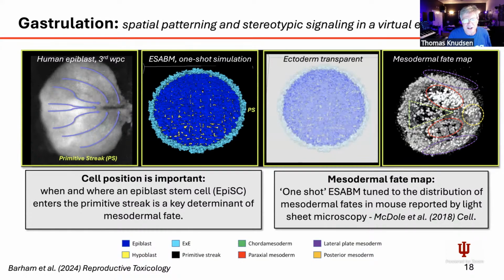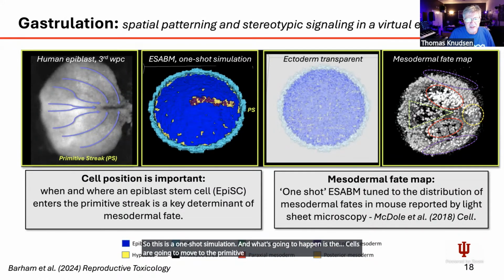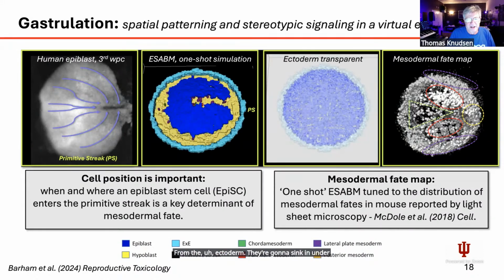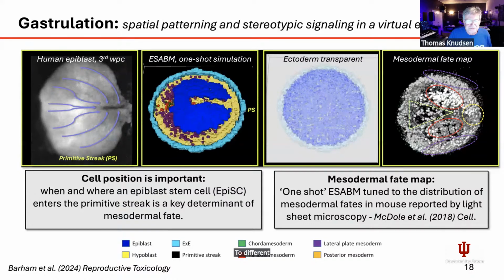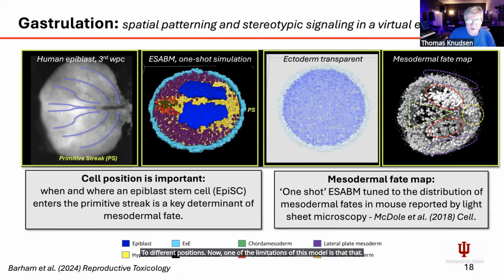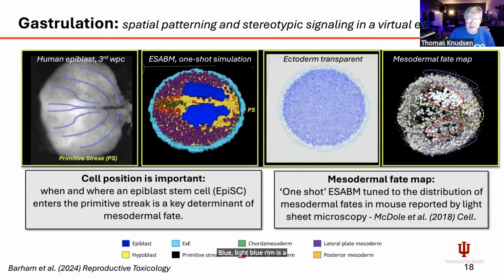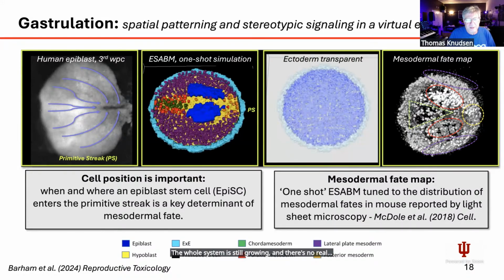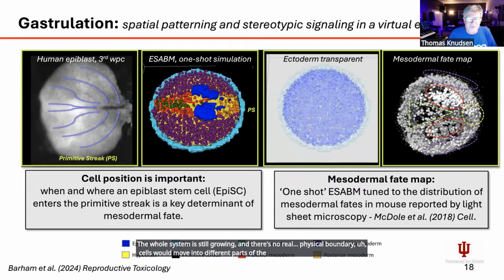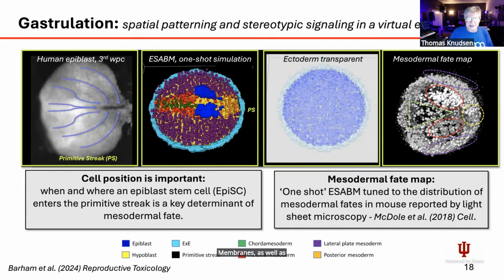So this is a one-shot simulation. And what's going to happen is the cells are going to move to the primitive streak from the ectoderm. They're going to sink in under the ectoderm and migrate to different positions. Now, one of the limitations of this model is that that light blue rim is a physical boundary. In the real embryo, the whole system is still growing and there's no real physical boundary. Cells would move into different parts of the extraembryonic membranes as well as different parts of the embryo.